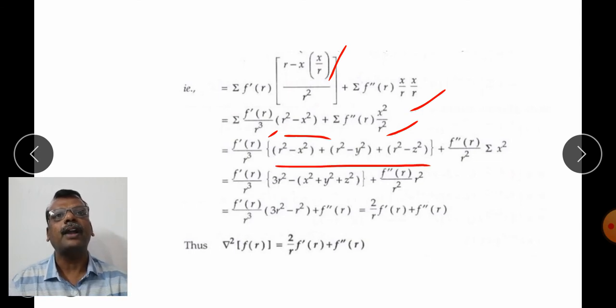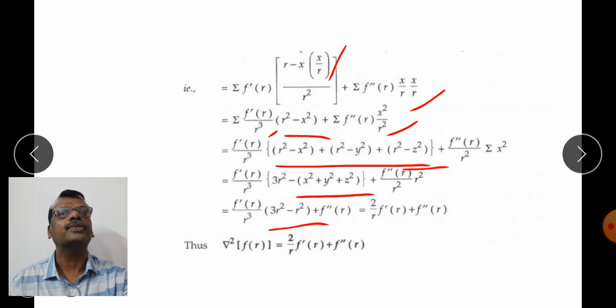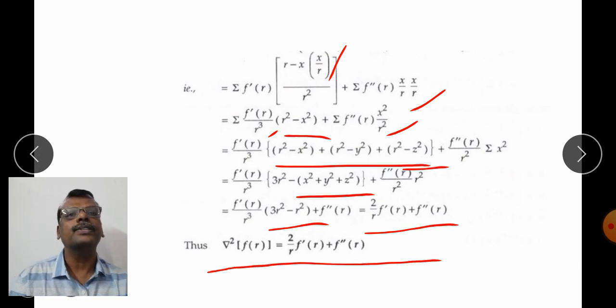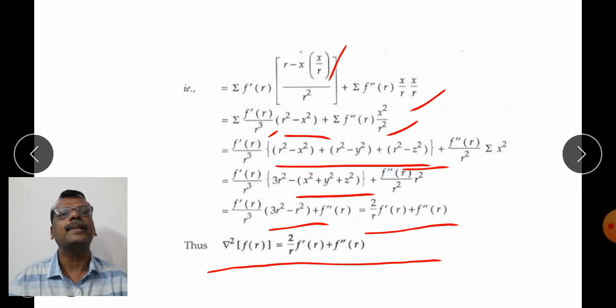f dash of r by r cubed into, this is related to the first one, this is related to the second one, this is related to the third one, r square plus r square plus r square is equal to 3r square minus of x square plus y square plus z square, which is equal to r square, that is 3r square minus r square is equal to 2r square. Therefore, finally, del square of f of r is equal to 2 by r into f dash of r plus f double dash of r. And again we move to the next problem.